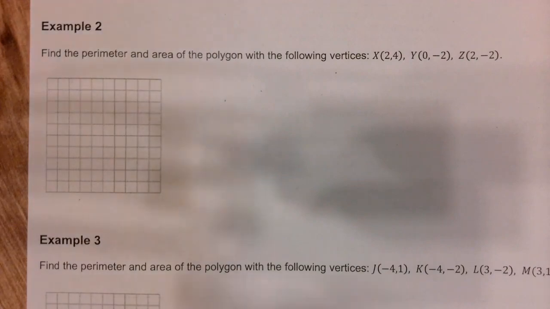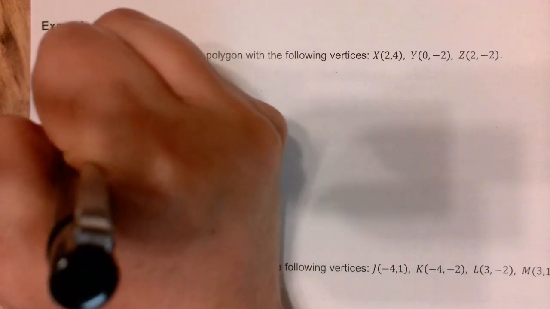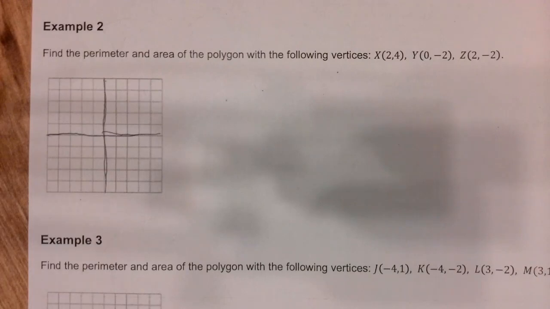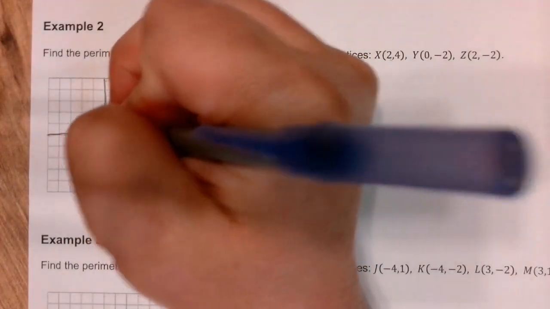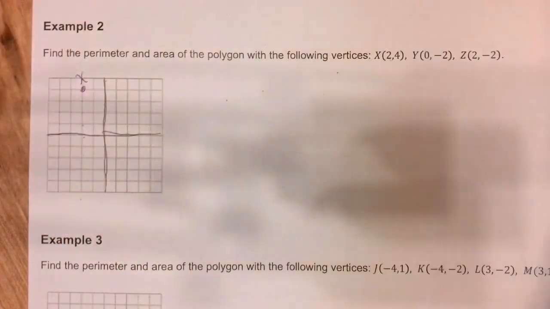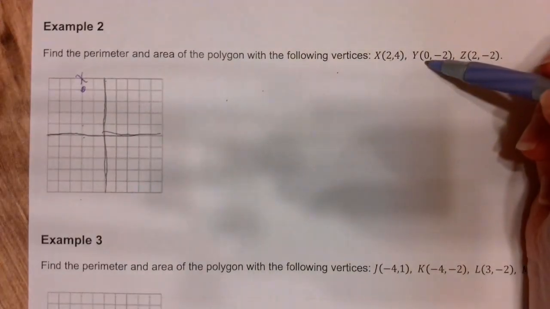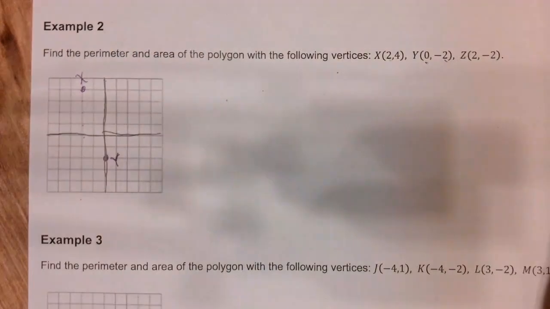So let's see here. We need maybe an X and a Y axis. There we go. And let's plot some points. X is at -2, 4. That means left 2, up 4. Put a dot, put an X. Y is at 0, -2. That means you don't go left or right at all, but you go down 2. That's Y, so you label it Y.